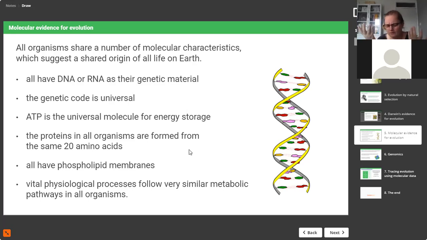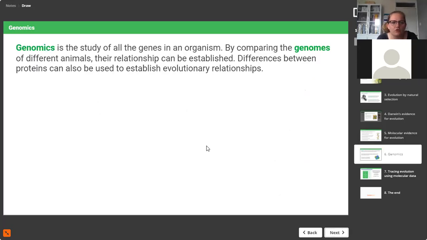Obviously, all processes are important, but when we're looking at those key characteristics, they follow very similar metabolic pathways. So, for example, even just looking at something like mitosis, meiosis, cell death, cytokinesis, anything that's universal, they have very similar metabolic pathways in all organisms. So genomics. Genomics is the study of all the genes in one organism.